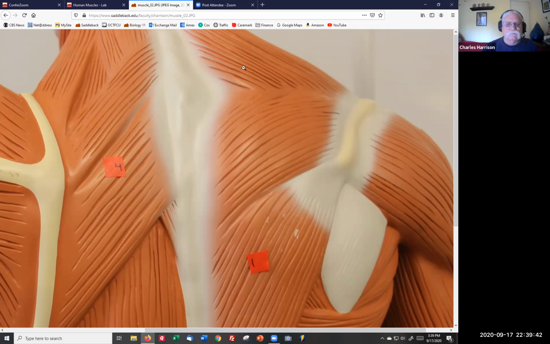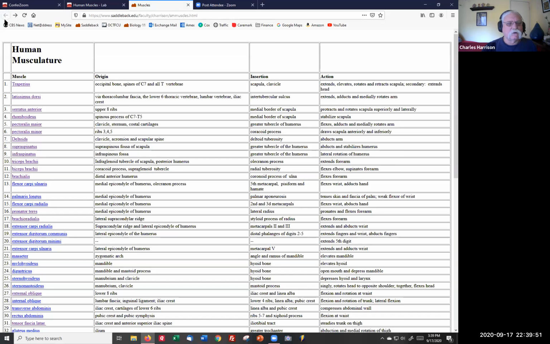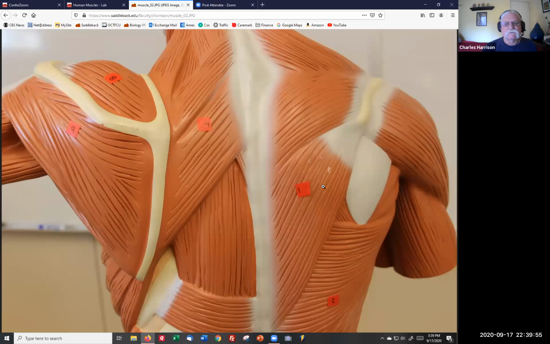So you have clavotrapezius up here, acromiotrapezius, spinotrapezius, but all of them may be called trapezius.